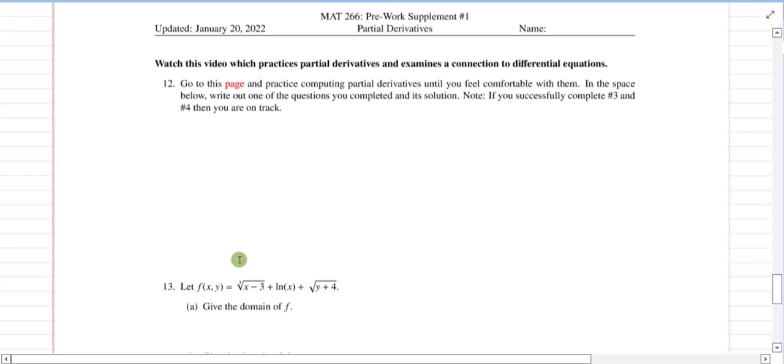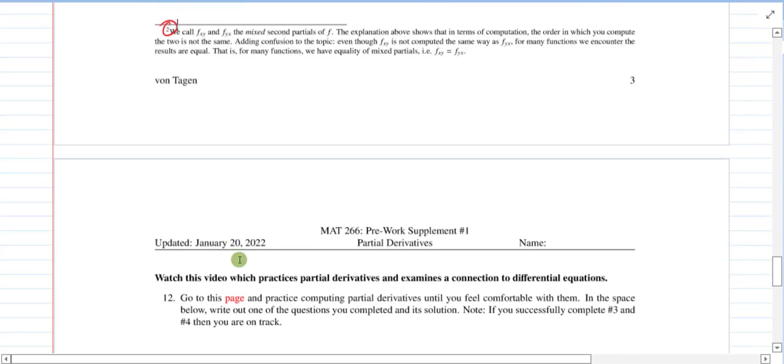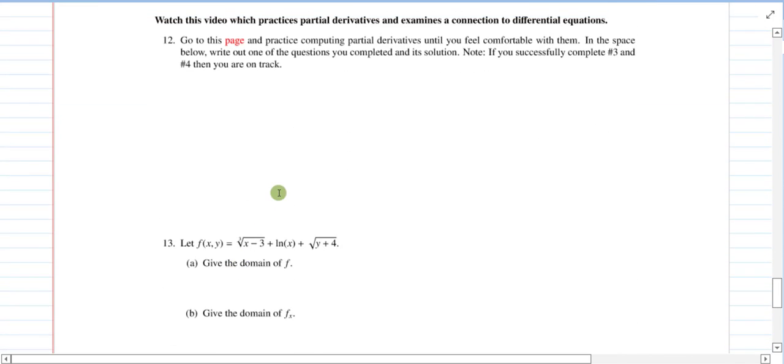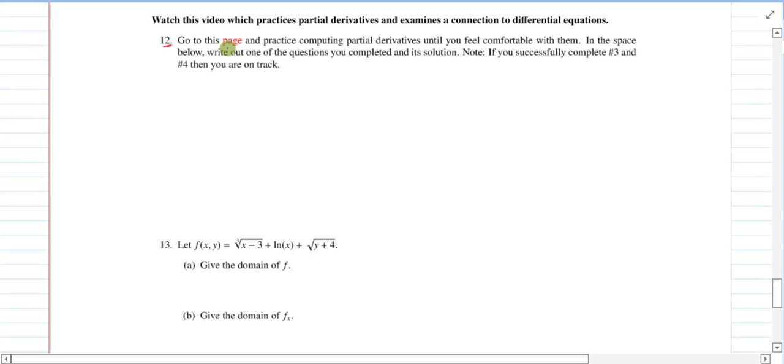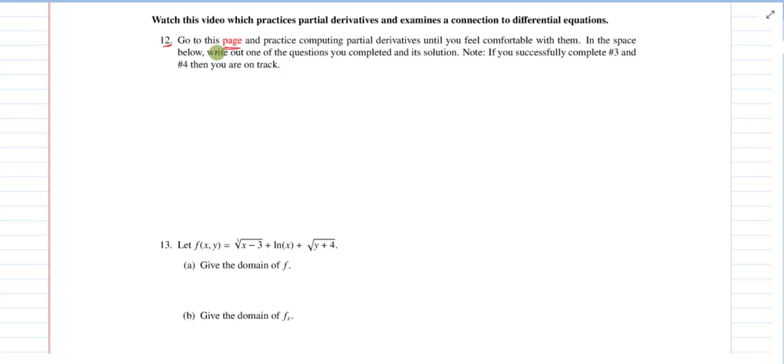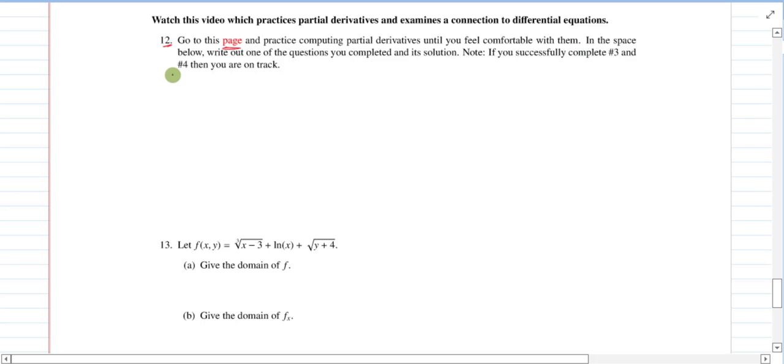Okay? So folks, what I'm asking you to do after you compute that is I want you to go to question number 12 here, and I want you to click this hyperlink to one of the pages in our web page, and I want you to try some partial derivative problems. Okay? I'm asking you, in the space below, write out one of the questions you completed and its solution. I feel like if you can successfully complete number 3 and number 4, then you're on track.